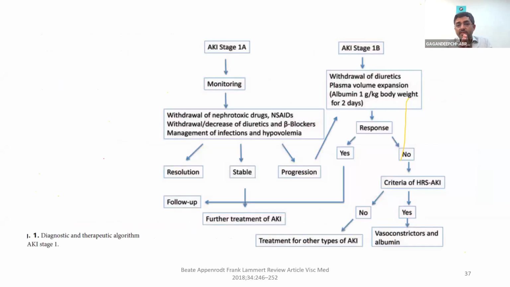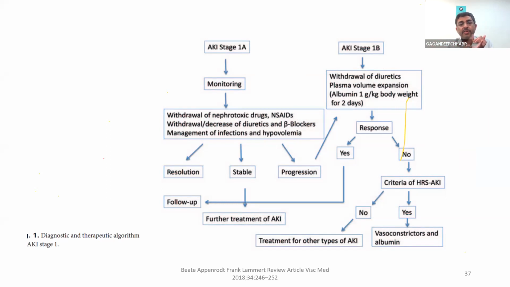Now this shows a small flow chart taken from a review article. The AKI stage 1B responding to withdrawal of diuretics and to fluid challenge. If this doesn't respond, probably fitting into HRS-AKI, it will require vasoconstrictors and albumin. Our next speaker will discuss the management of HRS, so I'm not going into that. What I'm going into is that the response of stage 1A is faster than the response of stage 1B.